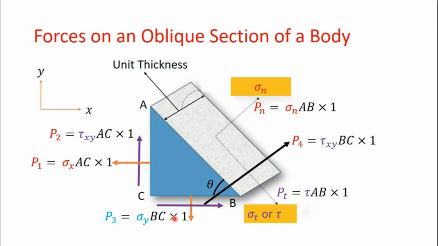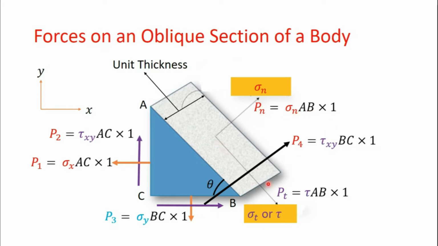Similarly, you can see here we have taken P3, which is the force downside. It is sigma y, the stress present on this axis, BC into 1. Similarly, P4, which is the tangential stress on BC, is tau xy BC into 1, that is BC multiplied by this unit thickness. And in the same way, Pn, the normal force due to which sigma n is being produced, equals sigma n AB into 1. AB is this length multiplied by unit thickness, so the area of this plane will be AB into 1. So we get Pn equals sigma n AB into 1.